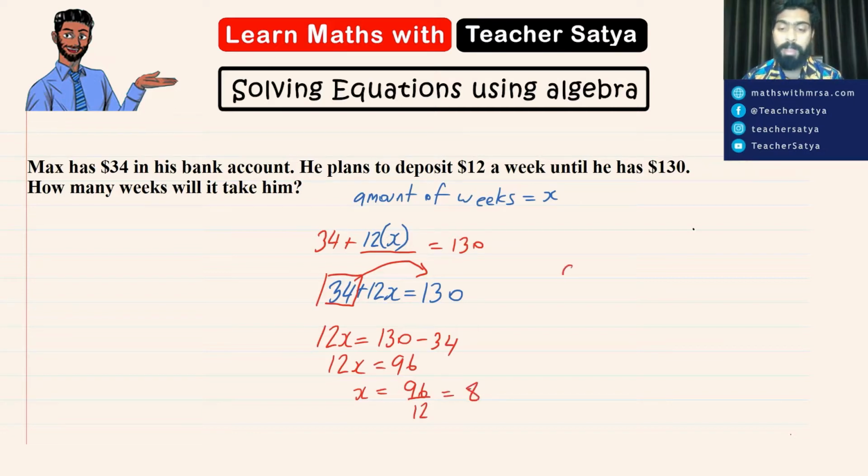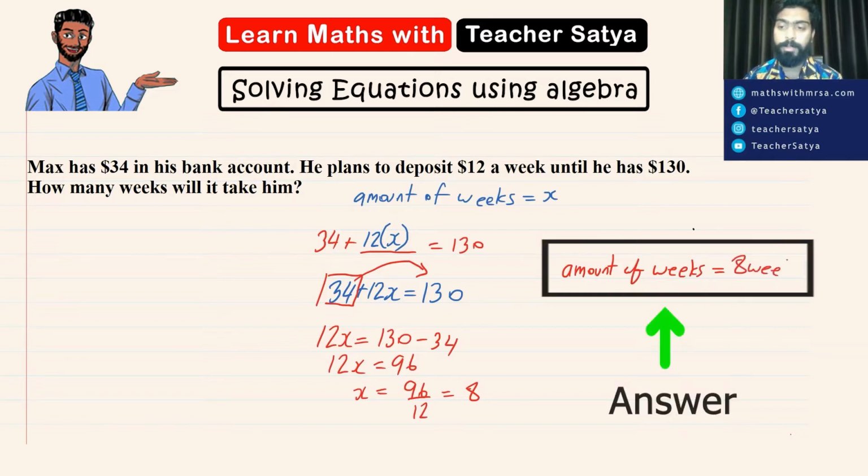So the number of weeks that Max has to put $12 each week is equal to 8 weeks.